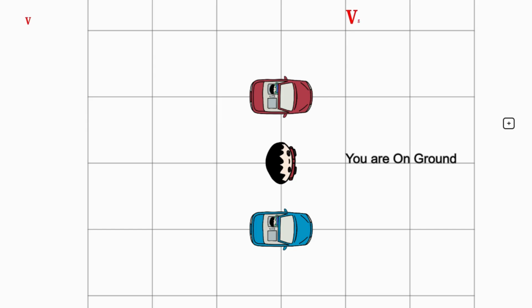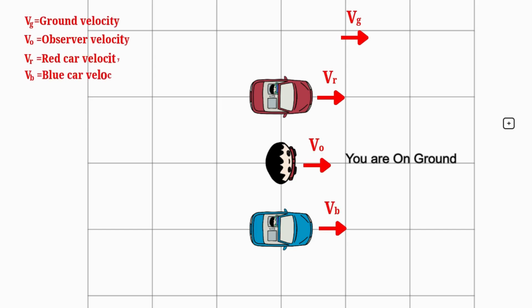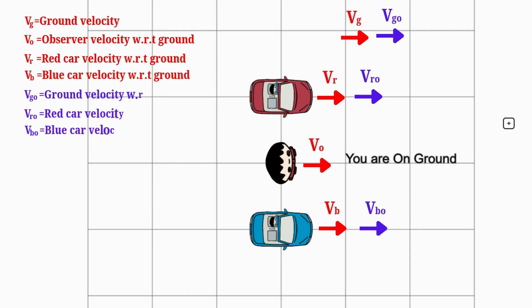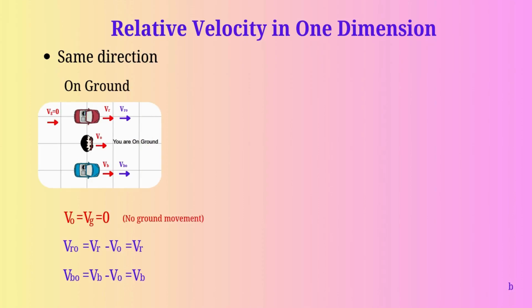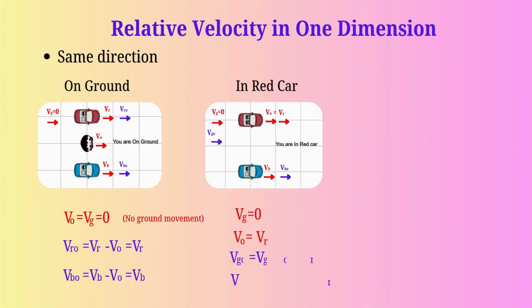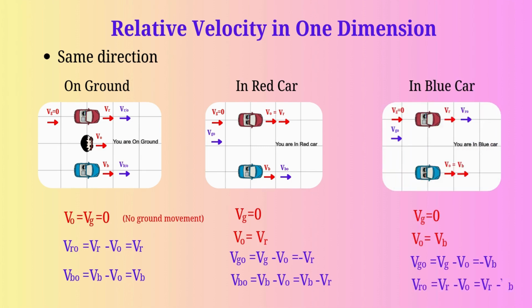Let's assume the ground, red car, observer, and blue car have the following velocities with respect to the ground. Now, these are the relative velocities with respect to the observer. Let's find out the relative velocities when the observer is on the ground. Now, the relative velocities when the observer is in the red car. Now, the relative velocities when the observer is in the blue car.